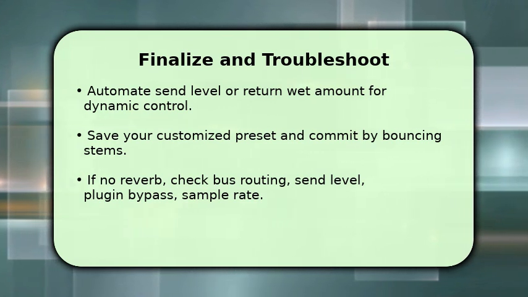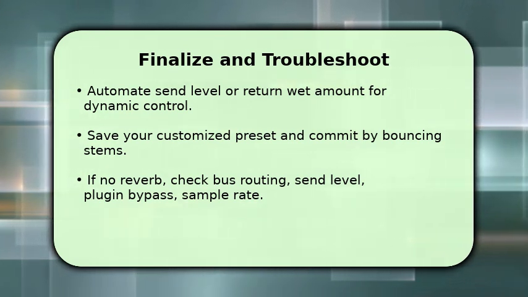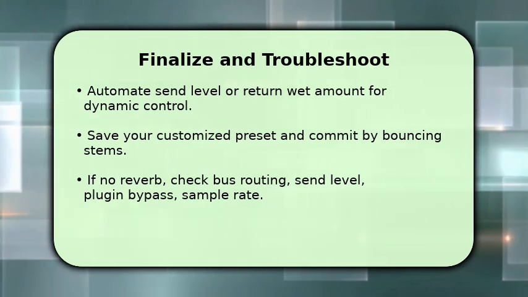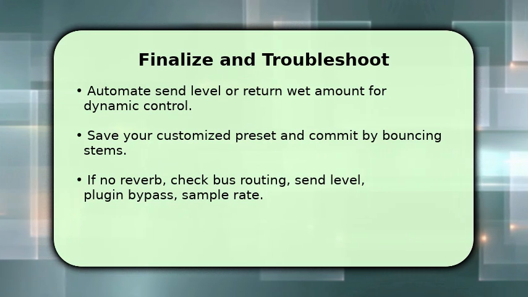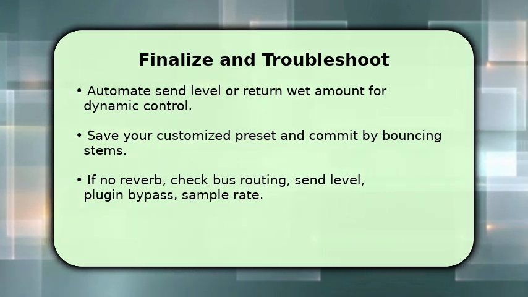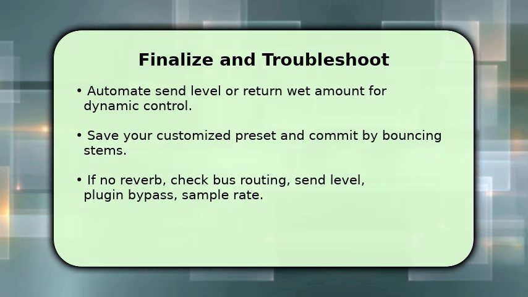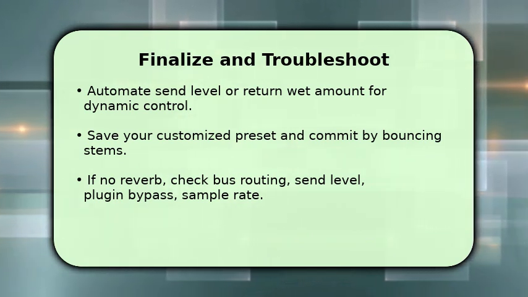Save your customized Chromaverb preset so you can recall the exact sound later, then bounce stems or print the reverb if CPU is constrained. If you ever hear no reverb, check the bus routing first, confirm the send level is up, ensure the plugin isn't bypassed, and verify the track and project sample rates match.